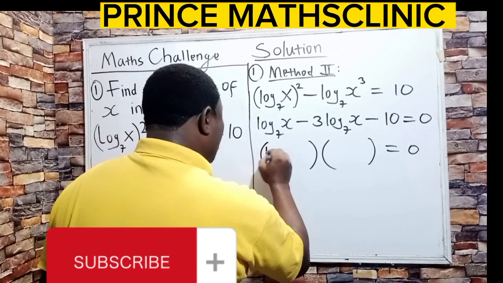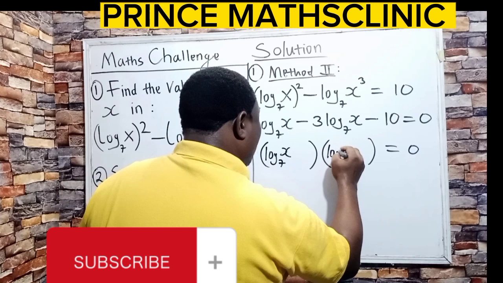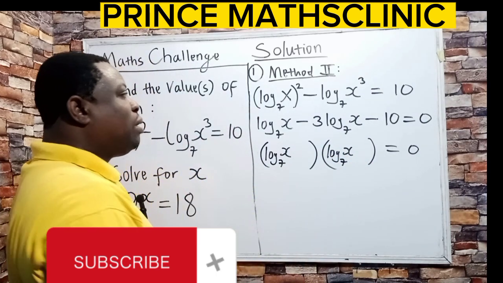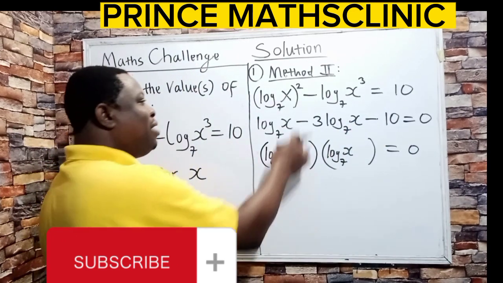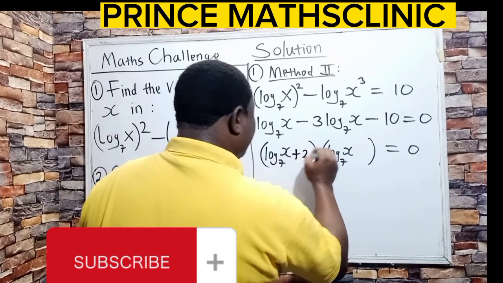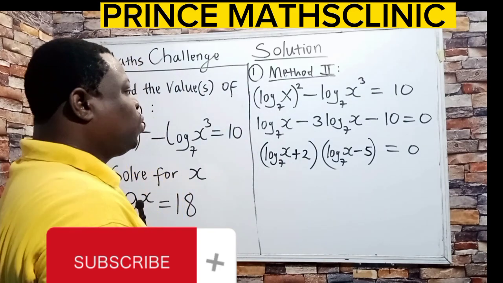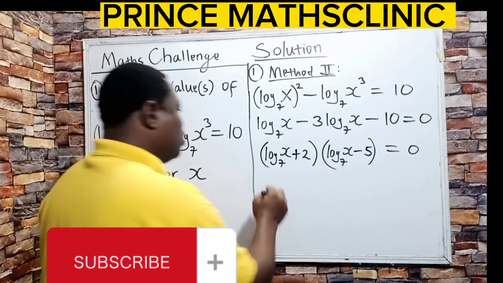So I'm going to put log x base 7 here, log x base 7 here. Then two numbers I will multiply that will give me minus 10, and when I add them up, I will get minus 3. Are what? Positive 2 and minus 5. So it means that either of these could be equal to 0.